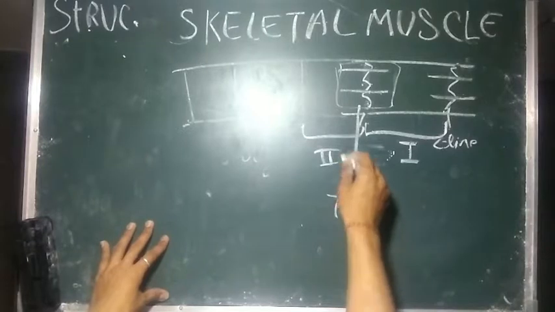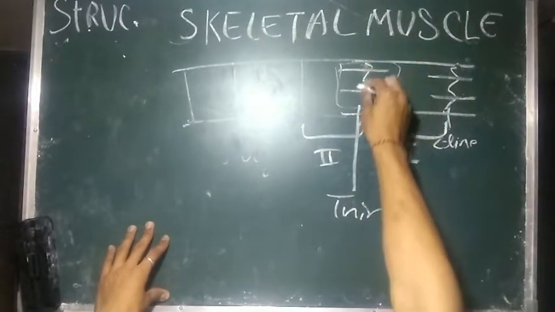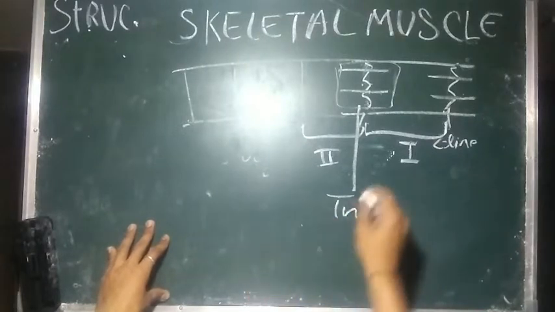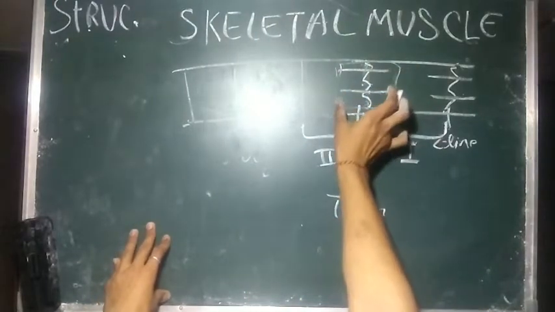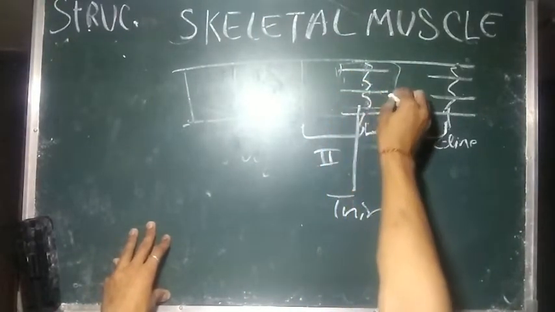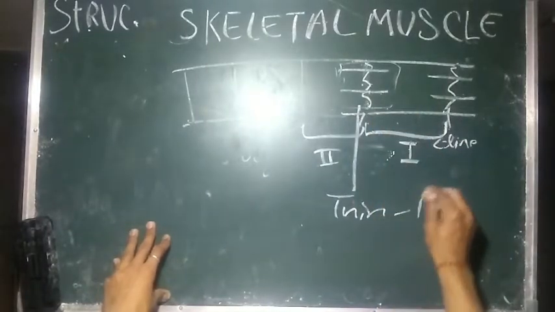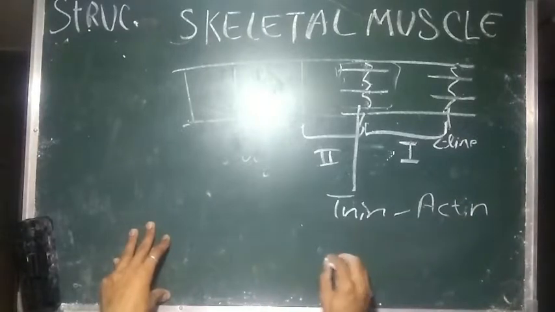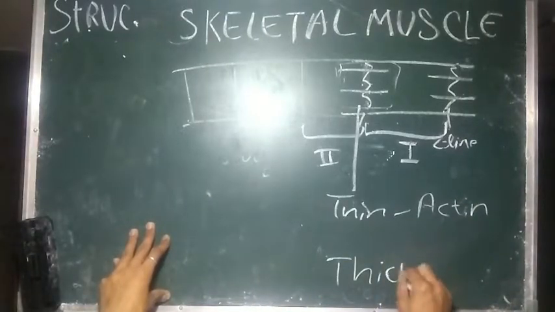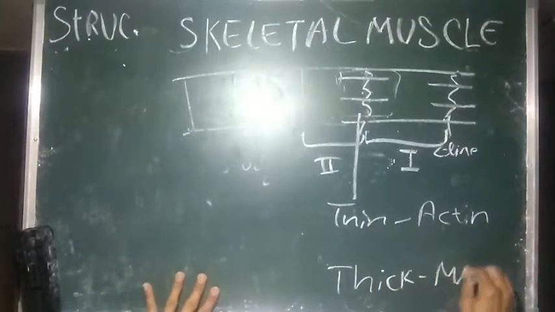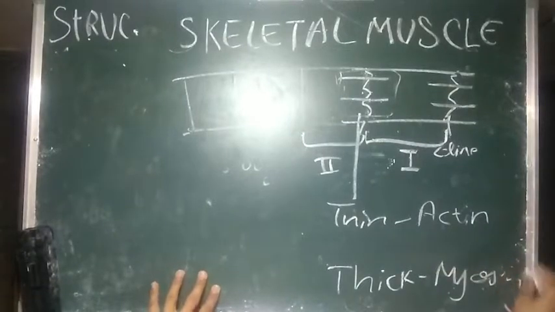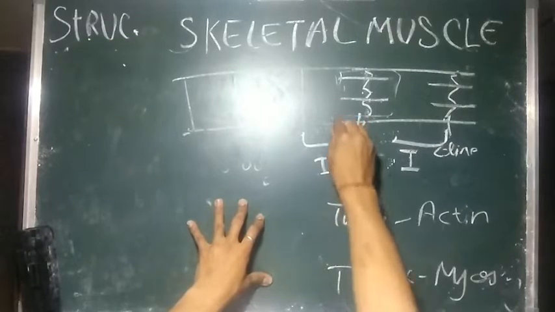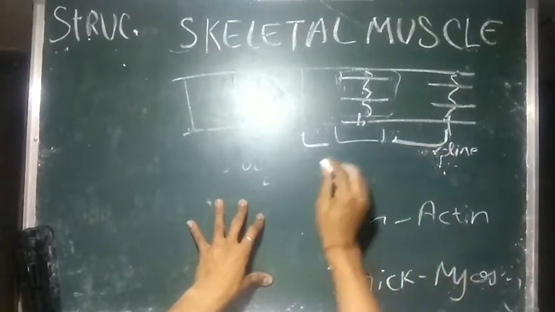These thin filaments have their centers at this Z line. And this band that is made up of only the thin filaments. These thin filaments are actin filaments made up of actin protein, and thick filaments are made up of myosin. So this actin filament wala band, this is known as I band.